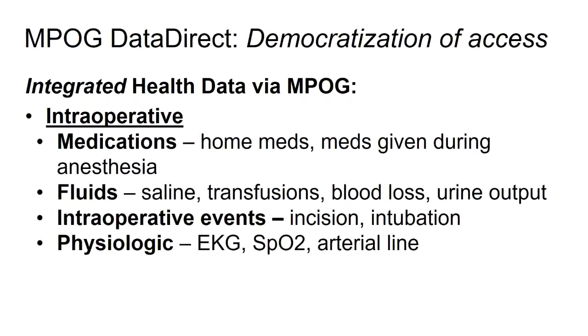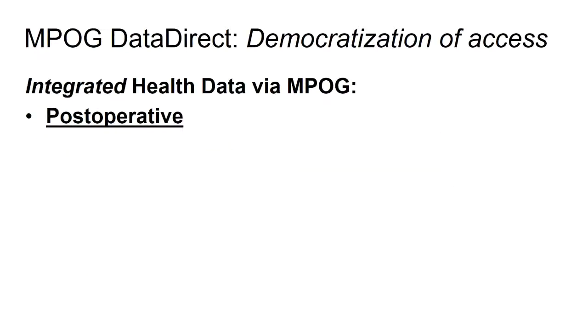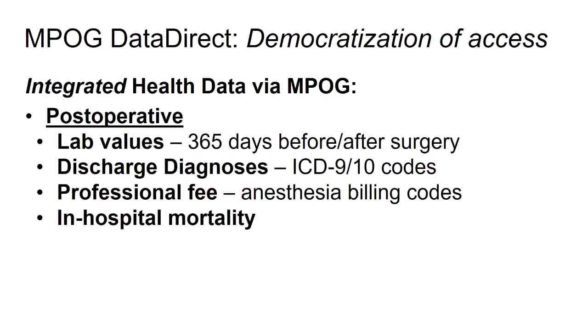The intraoperative data that I already mentioned before, the medications, fluids, events, physiologic monitors, ventilator data are all there. And then postoperative data, so we have lab values before surgery and after surgery. For every surgery that's in our database, we have lab values 365 days before and after. We have discharge diagnosis codes. We have the professional fee data, so as I was talking about, the CPT codes. And we have data on in-hospital mortality.